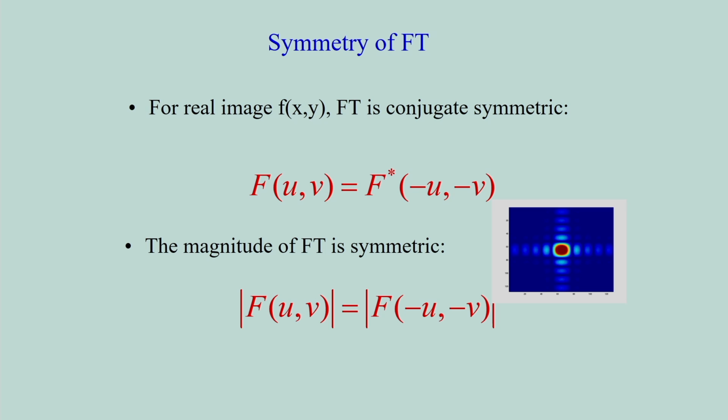One important property of the Fourier transform is the symmetric property. If you see here, F(u,v) is equal to F complex conjugate of (minus u, minus v), that is the conjugate symmetric property. Also, the magnitude of the Fourier transform is symmetric, and that is why I am getting the Fourier transform similar to this, because of the symmetry. The magnitude of the Fourier transform is symmetric, and also the Fourier transform is conjugate symmetric. So, that is why I am getting this Fourier transformation.